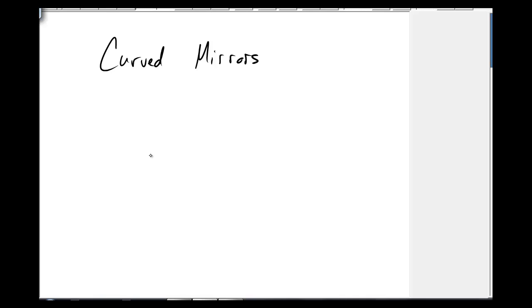And this is, of course, different than the conversation we had last time about flat mirrors. Is it more than just that it's curved? That would be more than that.